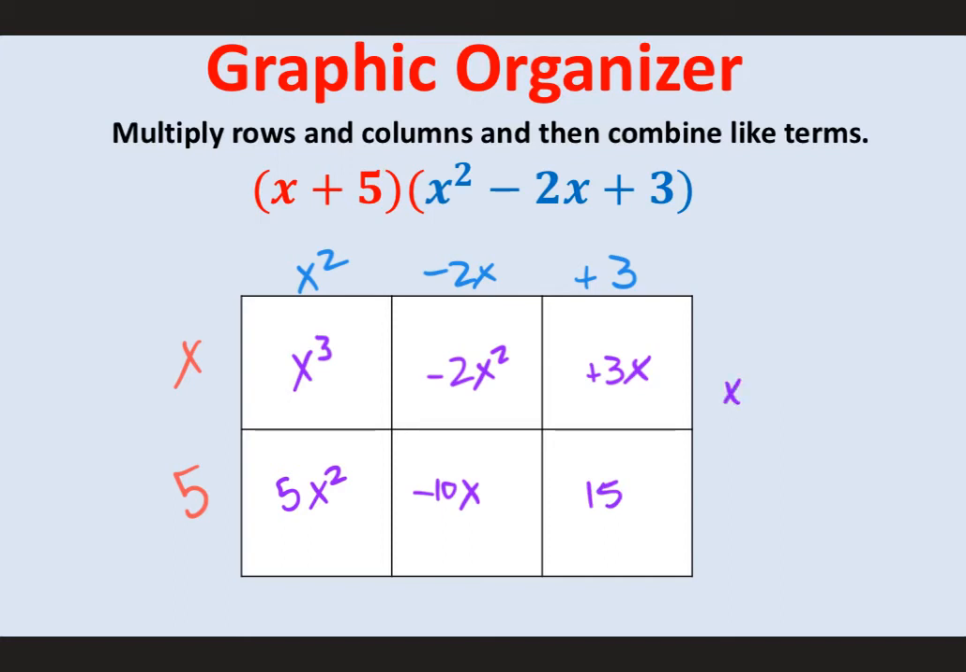We had an x cubed. We had the 5x squared and the negative 2x squared, which we said was 3x squared. We had the negative 10x and the positive 3x, which was negative 7x. And we had the positive 15 on the end. Same answer, just a slightly different way of organizing them.